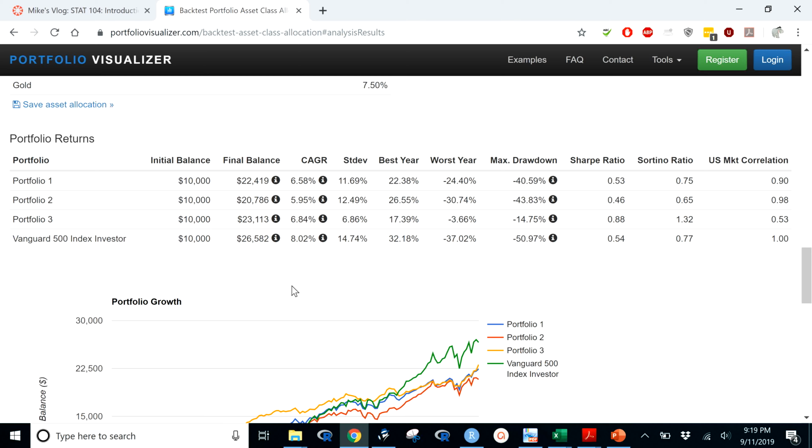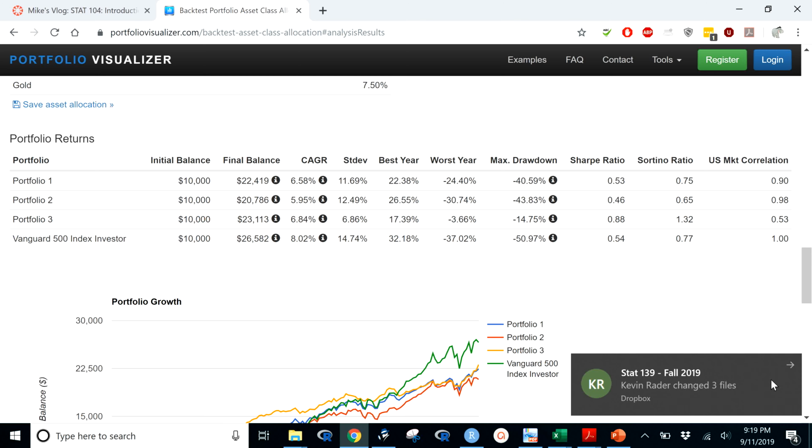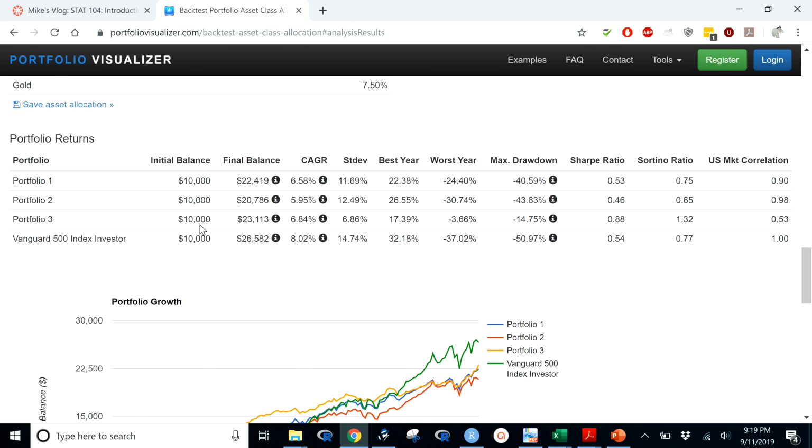So it says, if each year I made 6.84% over this time period, 10,000 would grow to 23,000. So it's a great way to look at things. CAGR is always less than X bar. It's always less than the average, but it's a more realistic number to look at when you're looking at investment returns. And so we would say, oh, what has the highest CAGR? Well, the S&P 500. So that's the best over the long haul.